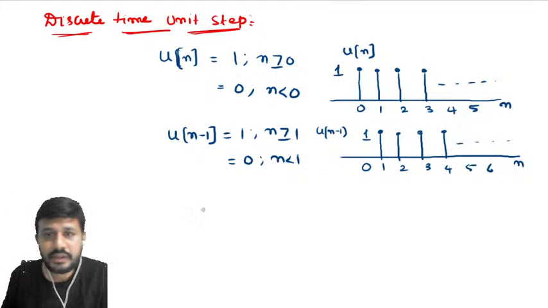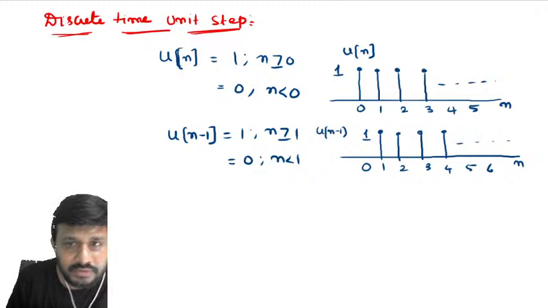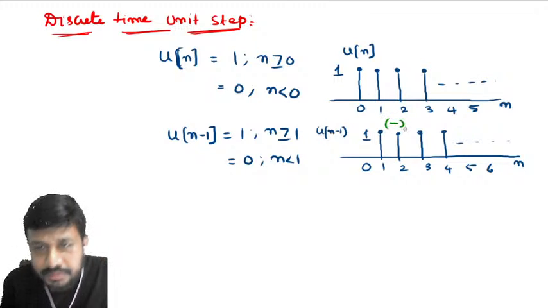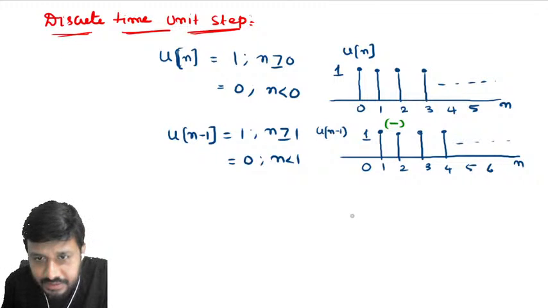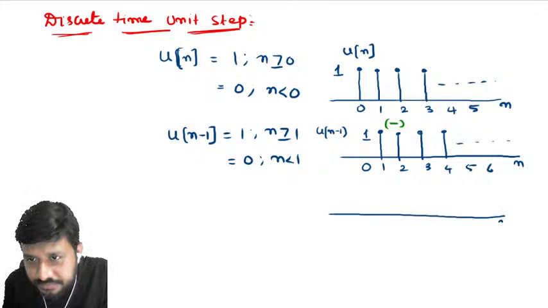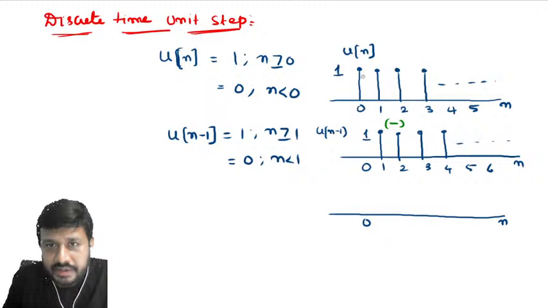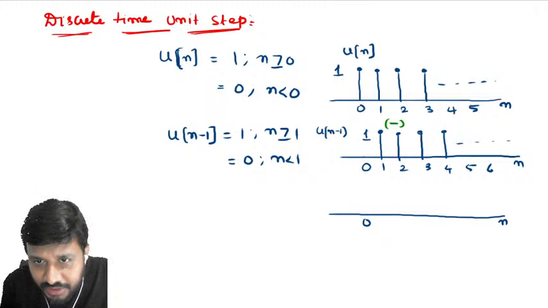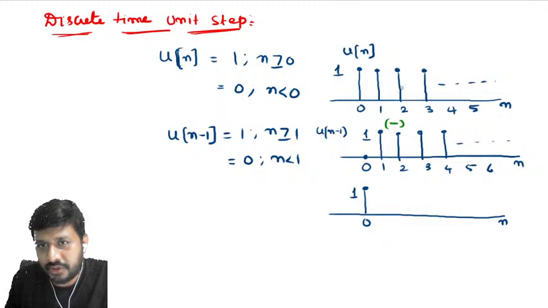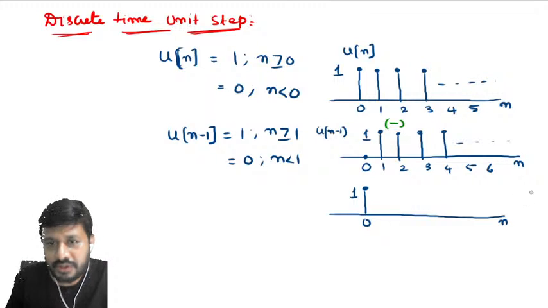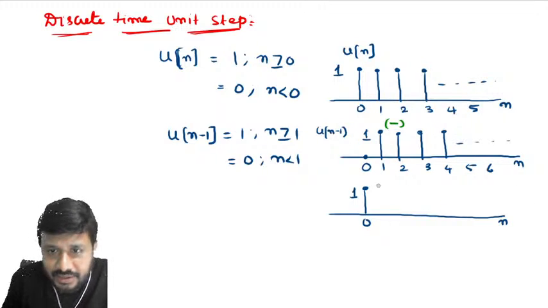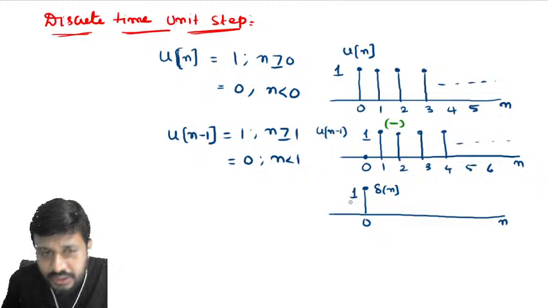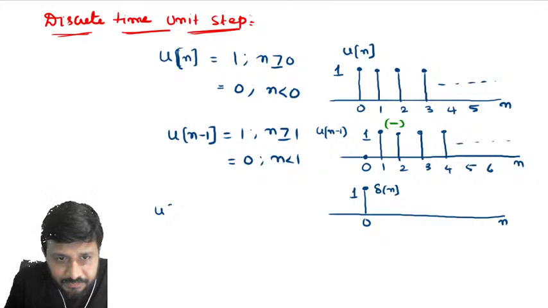Yes, right shift. Now try to subtract the bottom signal from the top signal. What happens if we subtract? At 0, what is the value of the top signal? 1. At 0, what is the value of the bottom signal? 0. 1 minus 0 is 1. At 1, 1 minus 1 is 0, at 2, 1 minus 1 is 0, at 3, 1 minus 1 is 0, and so on. So we are left with this signal. But what is this signal? Discrete time unit impulse.